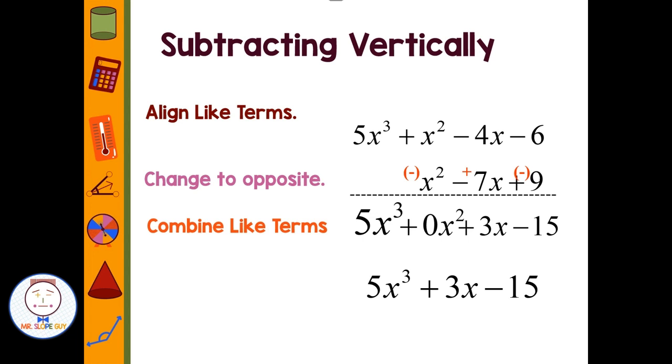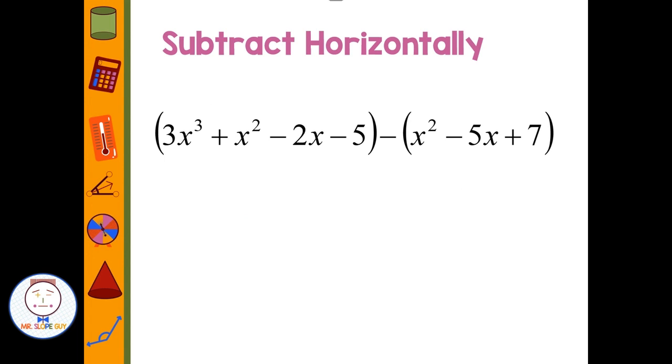Now this was an example of subtracting vertically. Let's look at a problem where we would subtract horizontally. So all along the same line, notice how it's subtract. You're going to want to look between the two polynomials. Make sure you know, are we adding, are we subtracting, are we multiplying, what kind of operation are we looking at? In this case, we're looking at subtracting.